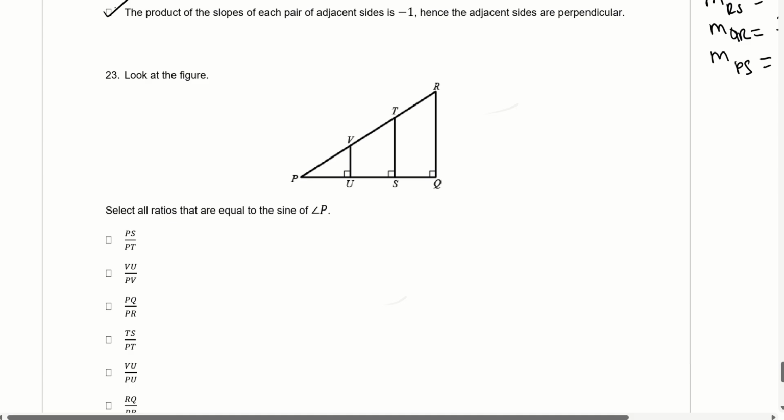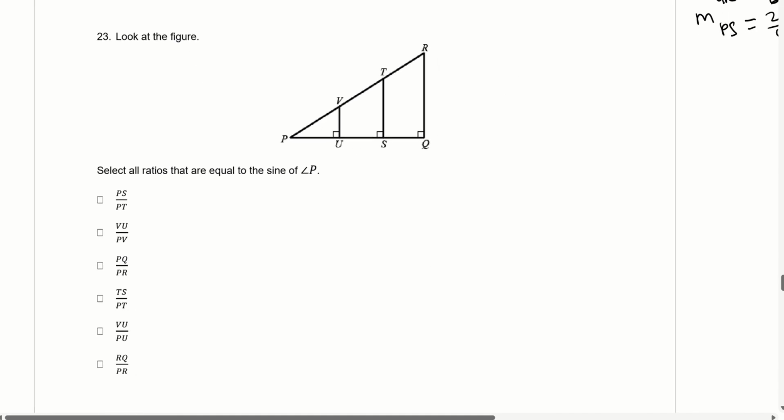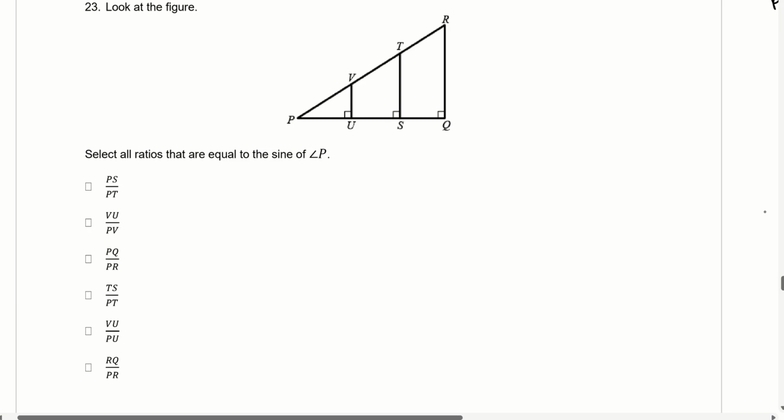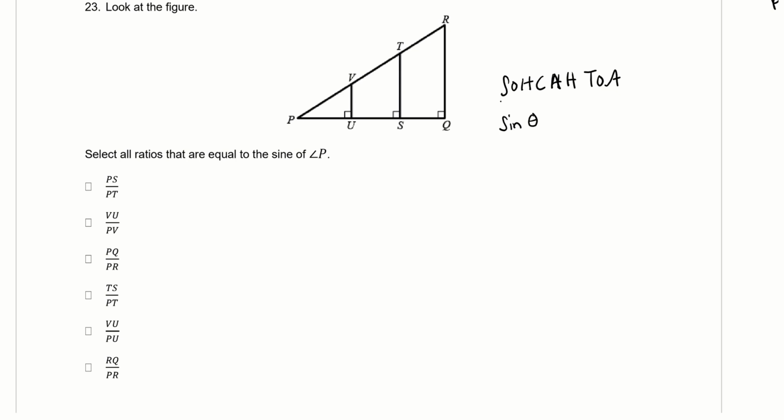All right. So now number 23, look at the figure. Select all ratios that are equal to the sine of angle P. All right, so this is chapter 9 stuff, sine, cosine, tangent. So let's go ahead and do that here. So remember SOHCAHTOA: sine of an angle, let's just say theta, is opposite over hypotenuse. Cosine of theta is adjacent over hypotenuse, and tangent of theta is opposite over adjacent. So those are the things here, right? That's how you form the fraction.